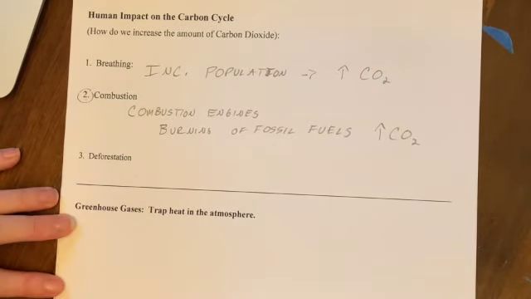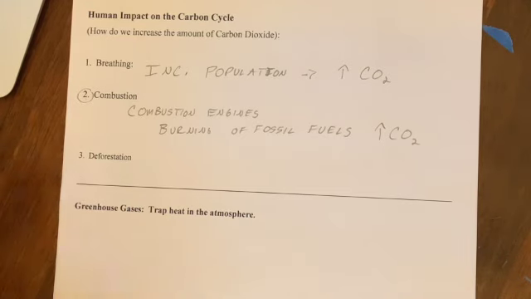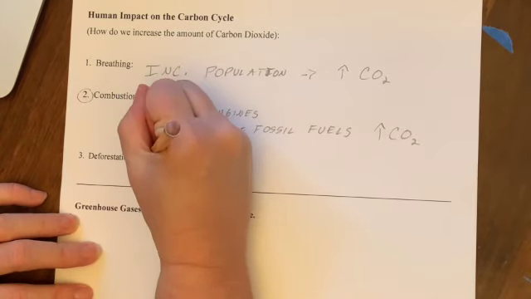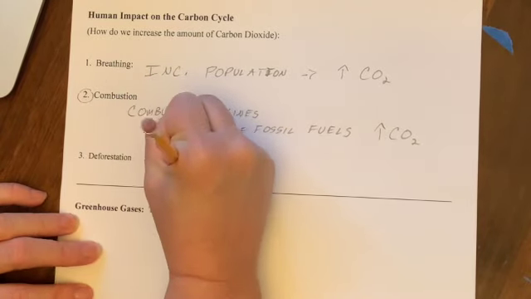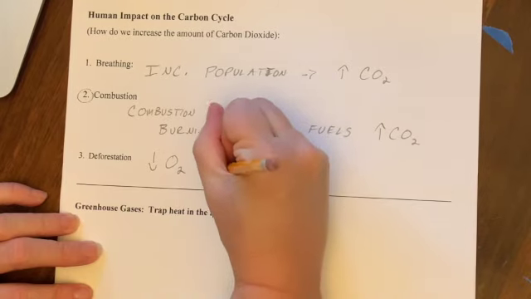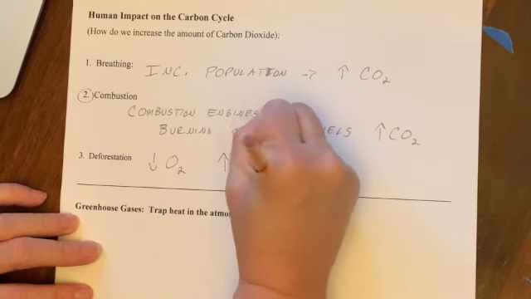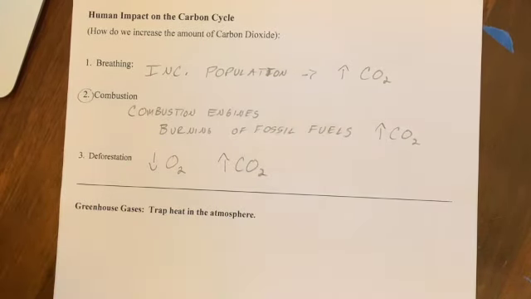Another thing that humans have had a huge impact on is deforestation. We are taking more and more plants away, plants that have the ability to use up that carbon dioxide and give us more oxygen. So with deforestation, what we're actually doing is decreasing the oxygen input, and we will increase the CO2 because there are not as many plants to take in that carbon dioxide and transform it into glucose for us.